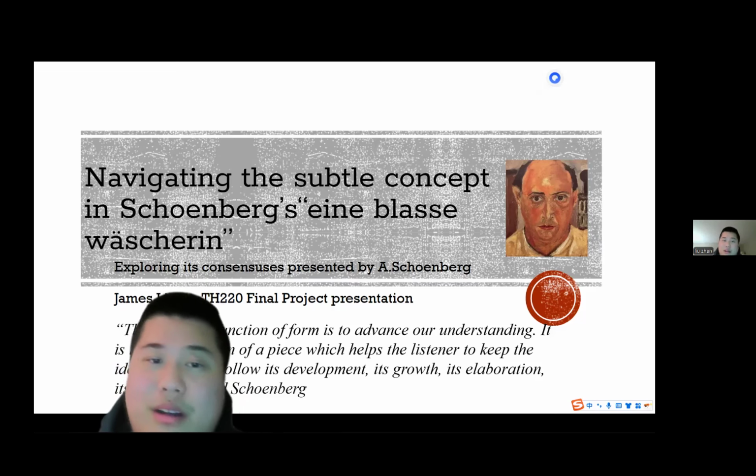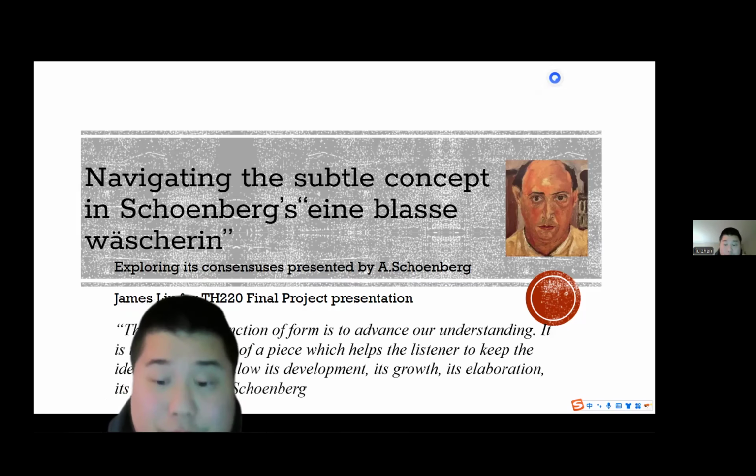I want to talk about Eine Blasse Wäscherin, this song from Pierrot Lunaire, Opus 21, composed by A. Schoenberg. Actually, in this context, Eine Blasse Wäscherin is German, and it's called a pale washerman or a pale washerwoman.